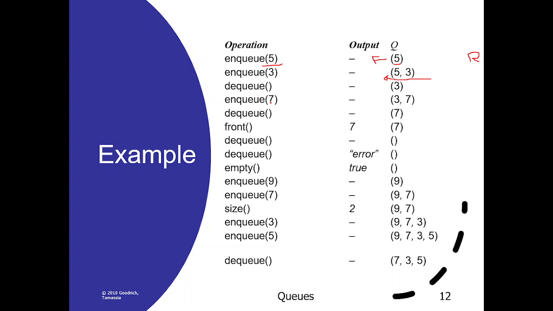So 5 is removed. Then we NQ7. So 7 appears here. Then we DQ. So 3 is removed. Now we just have 7. If you want to know about the front would be 7. If you DQ, so 7 भी DQ से remove हो जाएगा. And now we have nothing. If you DQ an empty queue, so you should get an error. ठीक है? If you call the empty method for this queue, so you should get true. If you start in queuing, so this is how it would look. Okay, so this is basically example operations of queues.